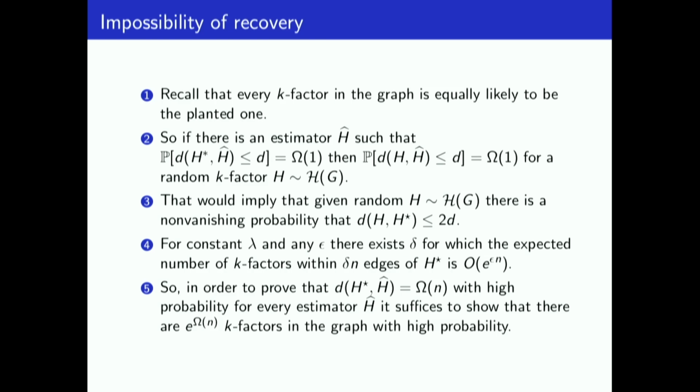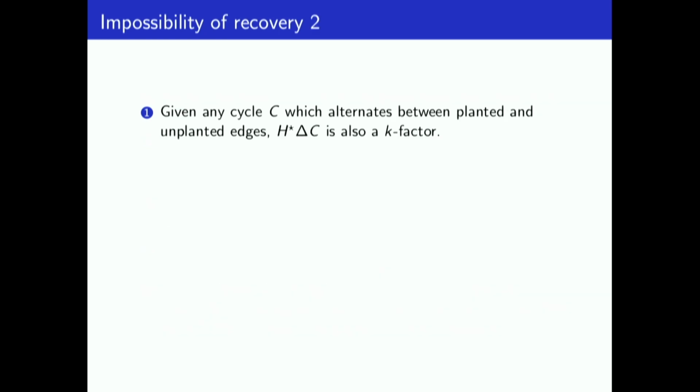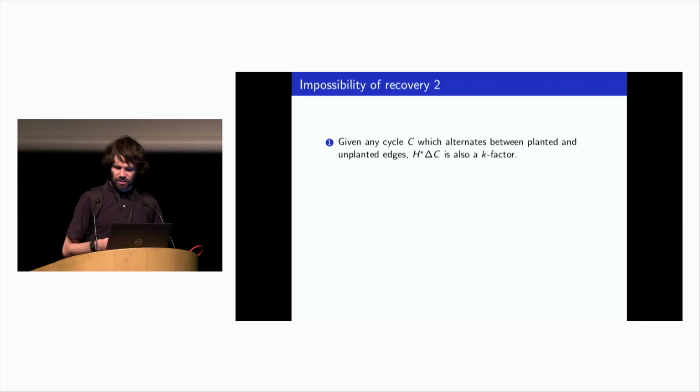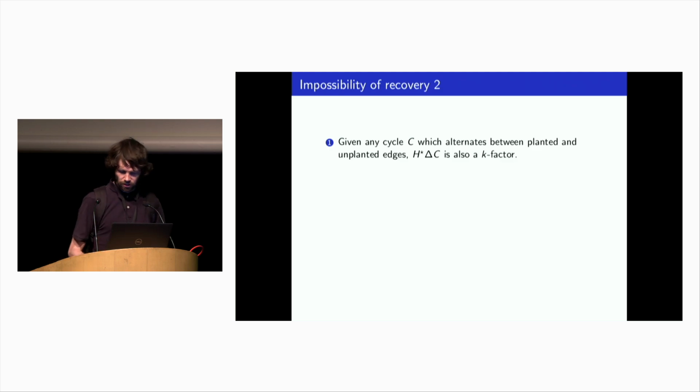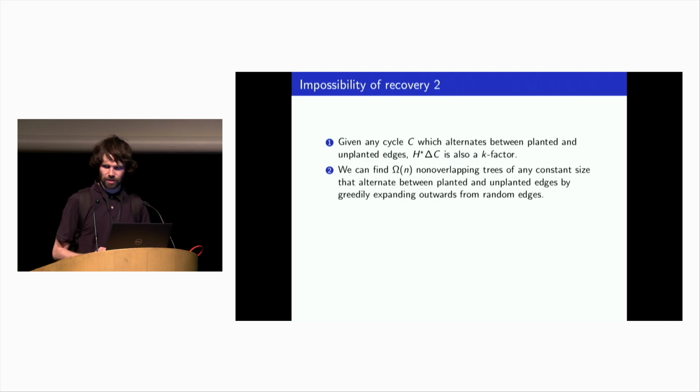Now, the most technically complicated part of my work is actually ruling that out. The first step towards that is to note that if we have any cycle in the graph which alternates between planted and unplanted edges, we can combine it with the actual planted k-factor, by removing all edges of the cycle that were already in the k-factor, and then adding in all edges in the cycle that weren't in it, at which point essentially every vertex in the cycle would lose an edge and gain an edge, which means we'd get a different k-factor. So it suffices to prove that there's an exponentially large number of such cycles in the graph.